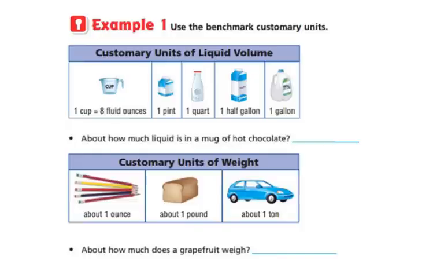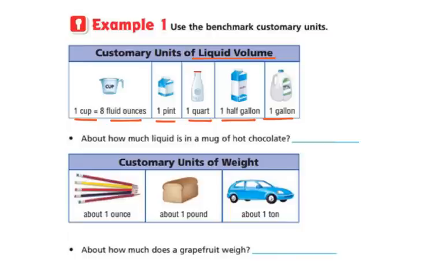Now we're going to look at liquid volume. So here in the United States, if you're going to measure a liquid, you're probably going to use cups, ounces, pints, quarts, or gallons. You see there's a half a gallon as well. So if I go to the grocery store, the liquid items I'm going to purchase are going to be in cups, fluid ounces, pints, quarts, half a gallon, or a gallon.